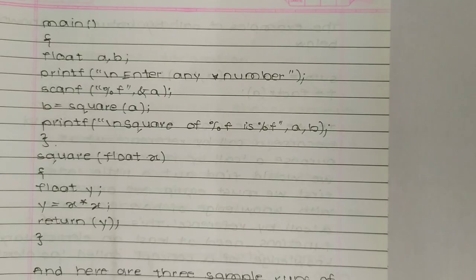Now b is equal to square(a). So square is a function, which we'll write afterwards. Now printf("\nSquare of %f is %f", a, b). So we are telling the user the square of %f, that is a float, is %f, with a, b.